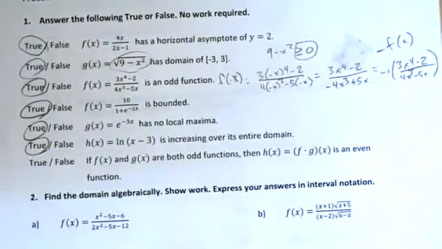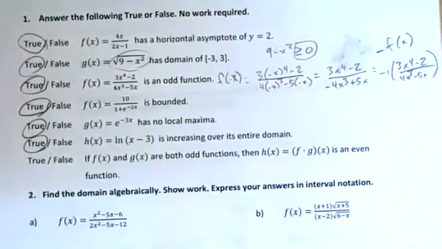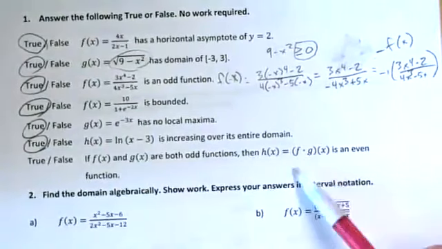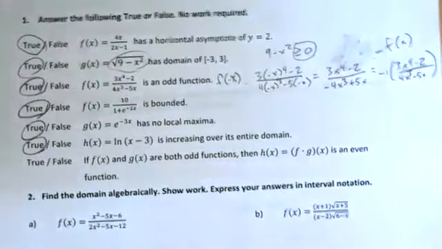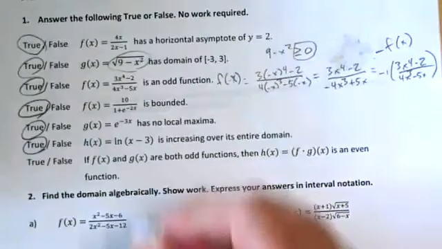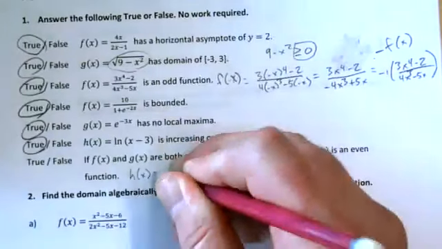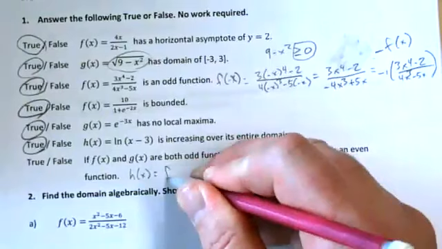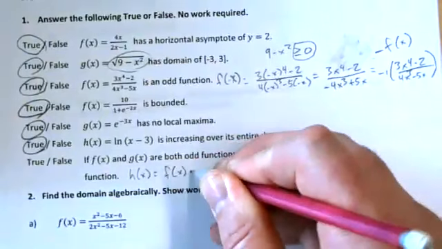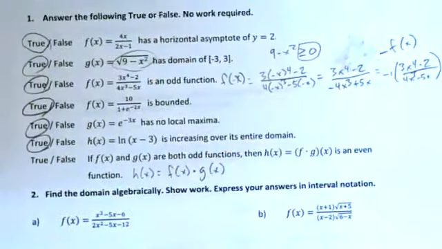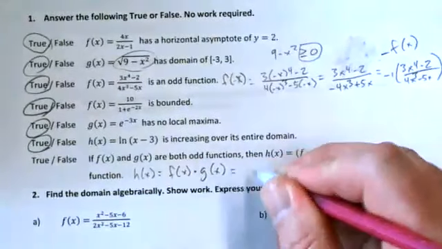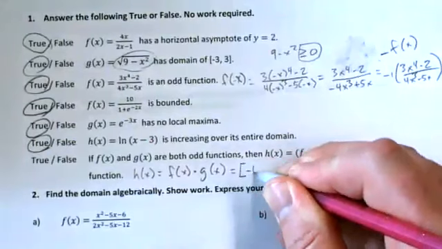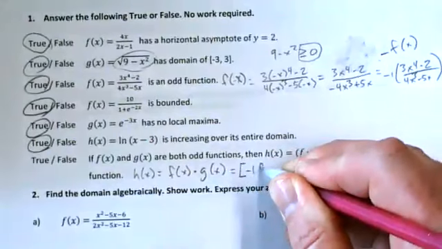If f of x and g of x are both odd functions, then h of x, which equals the product of f of x and g of x, is an even function. So here's what I have to do for that. h of x is equal to f times g of x. That means it's equal to f of x times g of x. That's what that notation means. If they're both odd, then f of x is equal to negative 1 times f.